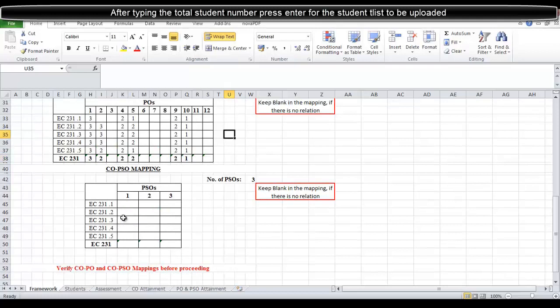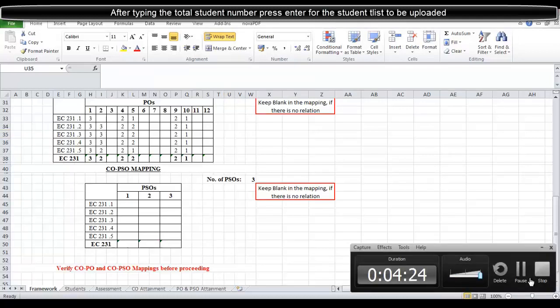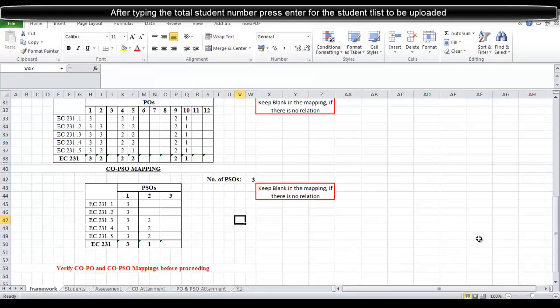Next we have to map the COs with PSOs, and again as it is said here, keep it blank in the mapping if there is no relation. So here also we need not fill all the PSOs. The number of PSOs may be different for each department. We are having 3 PSOs, so based on that let me fill it. Now you can see that I have automatically got this value when I entered the priority.